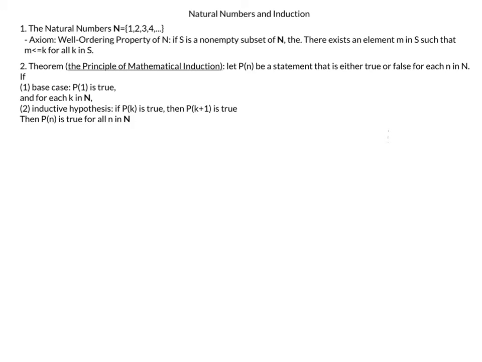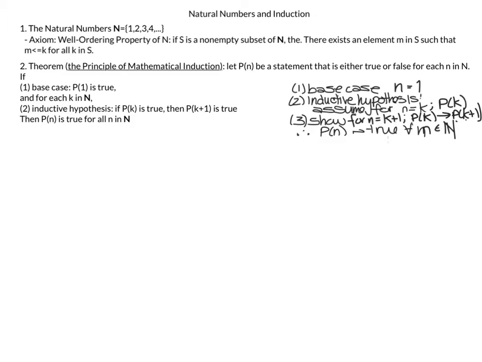The theorem, that is the principle of mathematical induction, says: if P(n) is a statement that is either true or false for each little n in the natural numbers, if the base case P(1) is true, and for each k in the natural numbers, the inductive hypothesis, which is if P(k) is true, then P(k+1) is true, then we can conclude that P(n) is true for all n in the natural numbers.